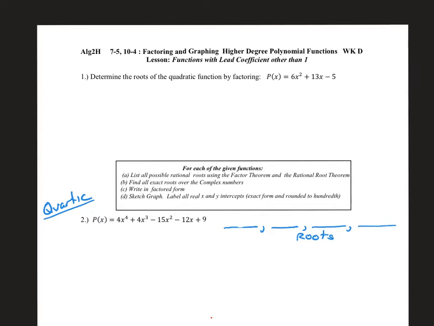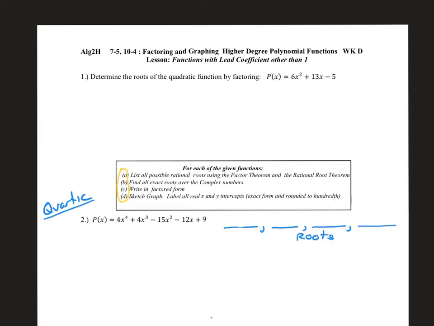All right, and so these are going to be the directions that we're going to take. You could see them right here. There are going to be four steps. Here they are right here. The first thing that we're going to do, part A, is list all possible rational roots using the factor theorem and rational root theorem.